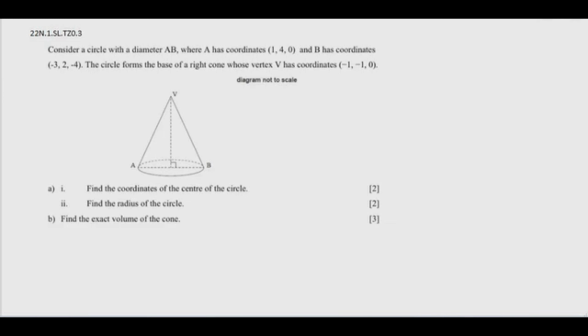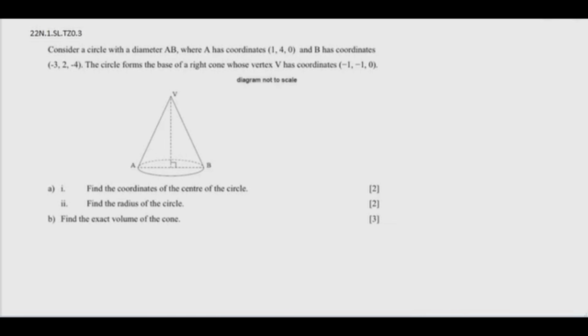In today's video, we will be working on an IB Maths AASL question that has already come up in the exams. This is a very important trigonometry question, where you have to find the radius of the circle, the coordinates of the center of the circle, and the volume of the cone. So let's look at the question and see how we are going to solve this one.